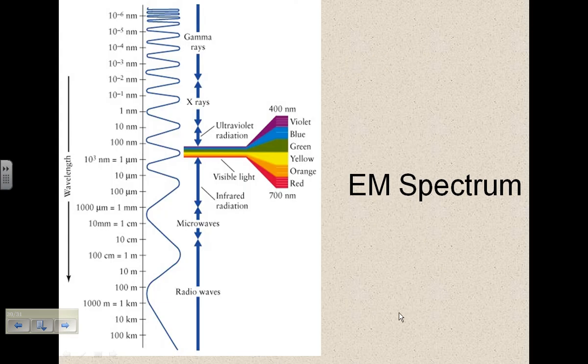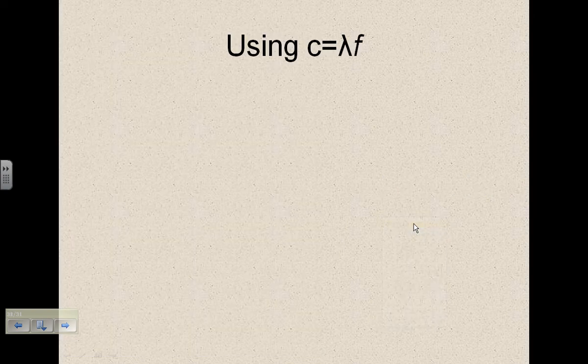So I do want you to remember the electromagnetic spectrum, and you don't have to memorize how long the wavelengths are, but you should be able to know that they travel at the speed of light in a vacuum. And we'll practice using c equals lambda times f some more in class.